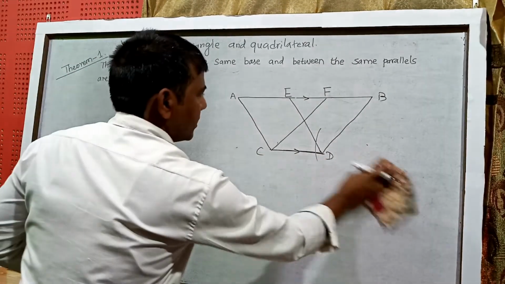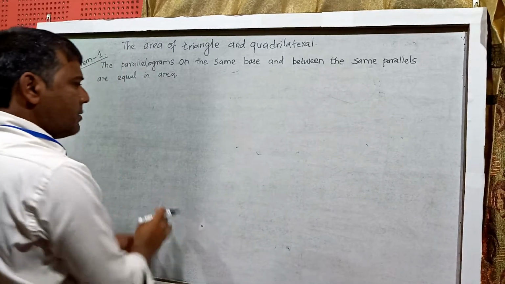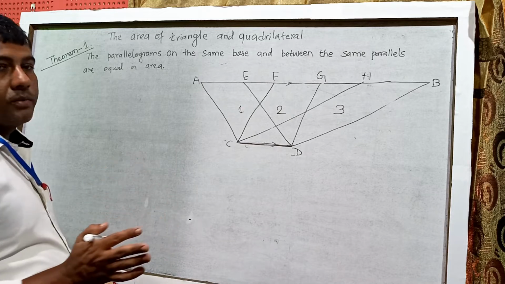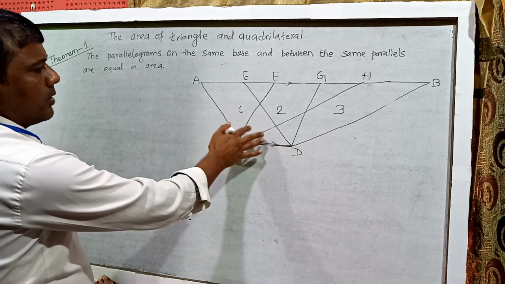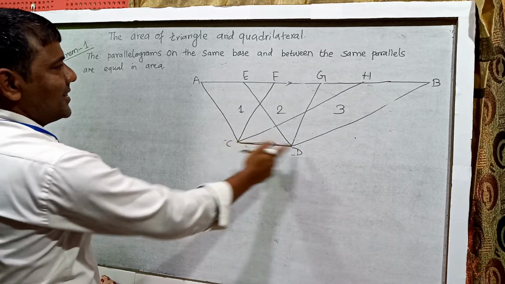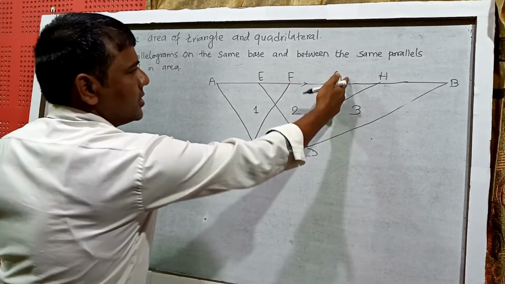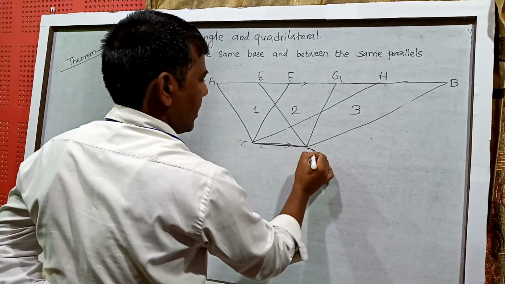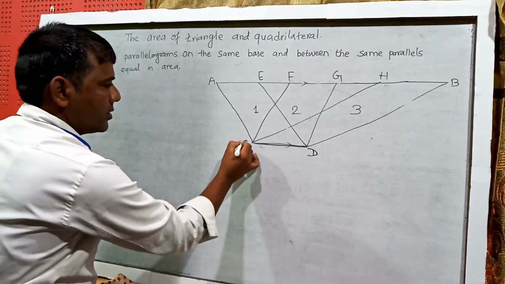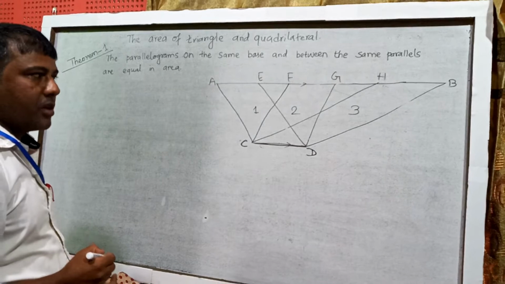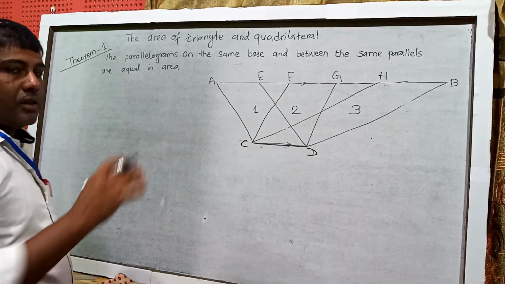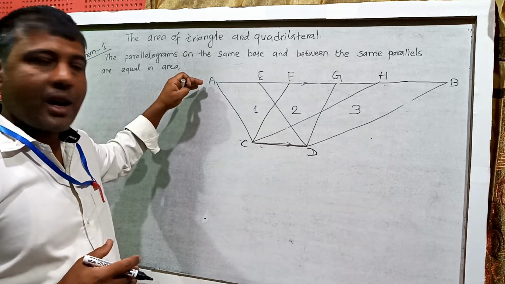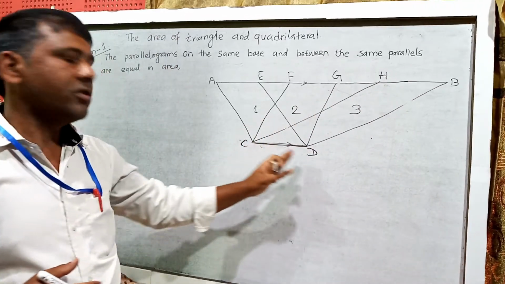Now students, if there are many parallelograms standing on the same base, suppose there are three parallelograms ACDE, FCDG, HCDB. There are three parallelograms which are standing on CD. It is the same base of these parallelograms. And these parallelograms are made between the same parallel lines AB and CD.